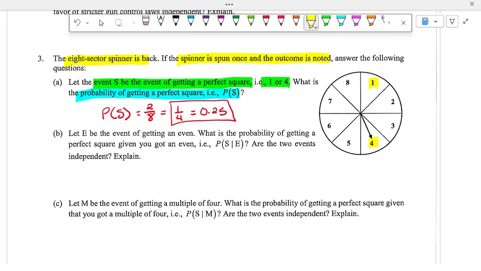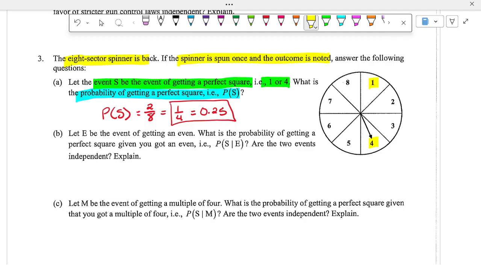Now let E be the event of getting an even. What's the probability of a perfect square given you got an even? So before we even attempt that problem, remind me again what the conditional probability formula is. This is a conditional. So I have the probability of A given B. What's that the same as? Back to your notes, the formula. We've done this like 1,000 times last week.